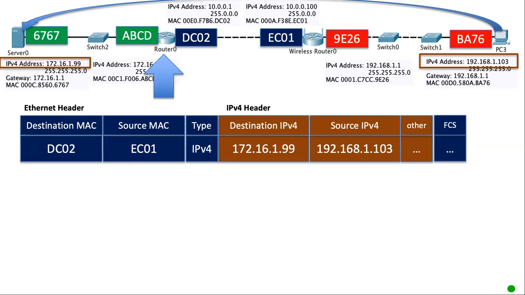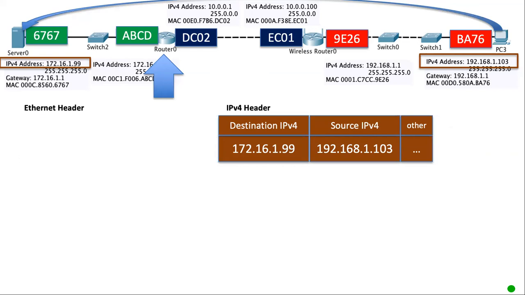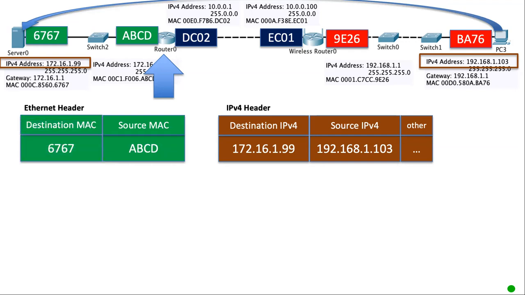Now router 0 receives this Ethernet frame, de-encapsulates the Ethernet header and trailer, examines the destination IPv4 address, and says, okay, well, to get to this destination IPv4 address, it happens to be on one of my networks. So it's going to encapsulate the frame in an Ethernet header with its source MAC address, ABCD, and then it's going to be able to use the destination MAC address of the destination IPv4 address, the same device.